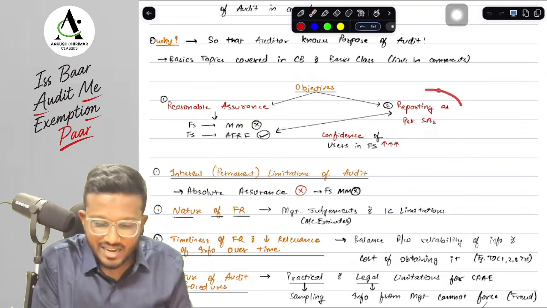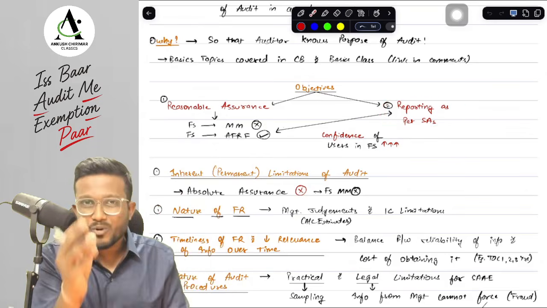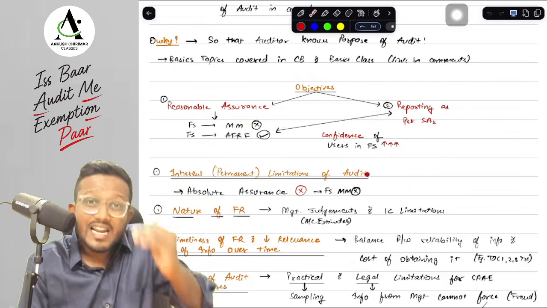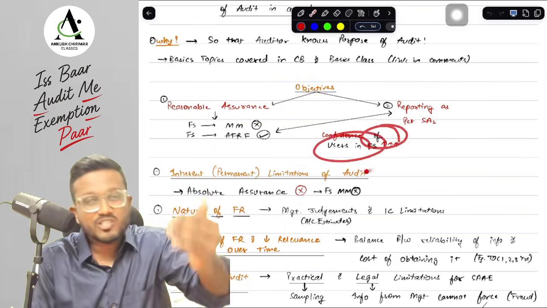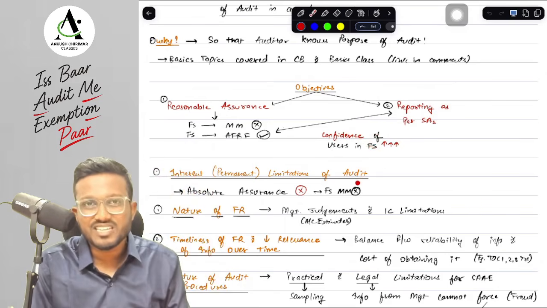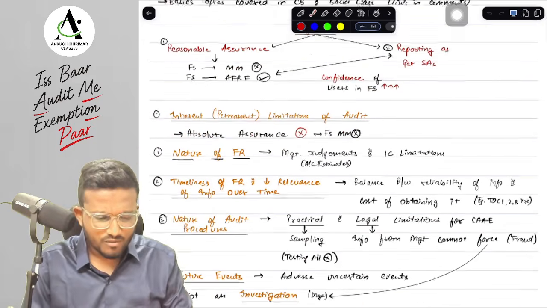How will we do that, sir? By reporting as per SAs. We need to prepare a report as per SAs. And why are we reporting, sir? So that we can increase the confidence of users in the financial statements, so that the users start trusting the financial statements. Okay, yes sir. This is the basic objective of the audit.